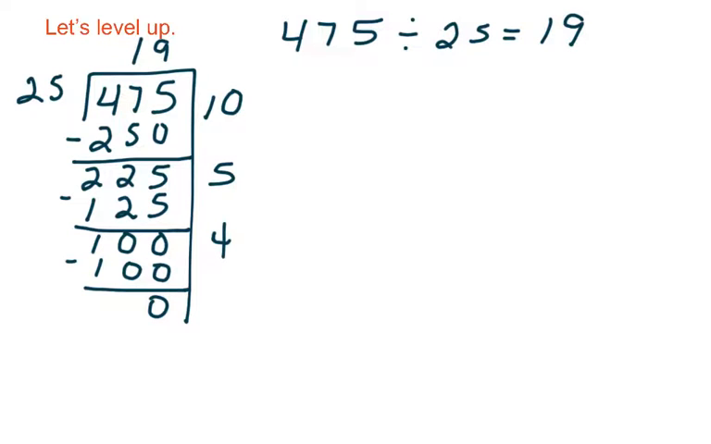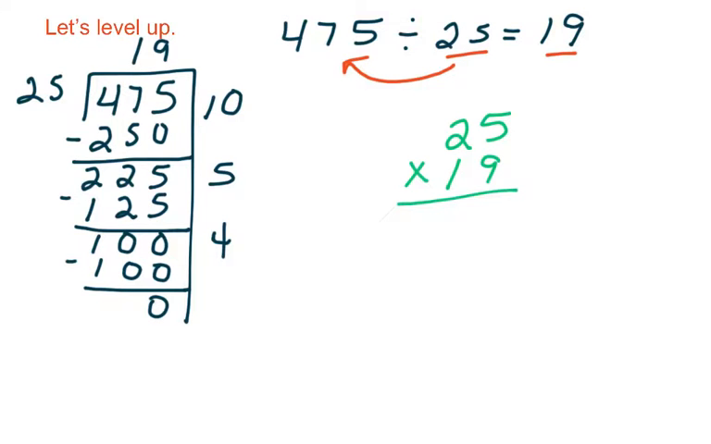And what that means is I am going to multiply my quotient times my divisor, and this should give me the dividend. So let's give it a try. Set up the problem, 25 times 19. We'll pause the video while you multiply.